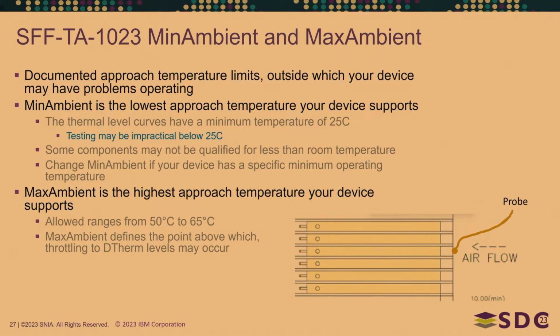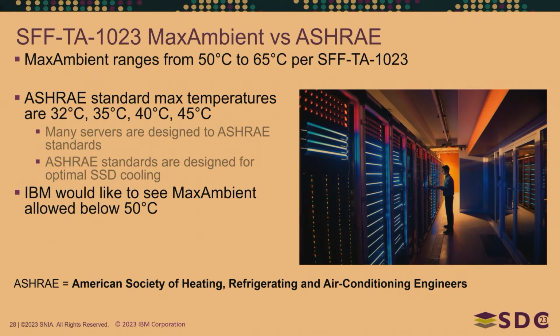And so you basically change your min ambient if there is some reason that your device can't operate at a temperature that low. Maybe there's a dew point concern. There may be reasons why you need to declare a higher min ambient. The max ambient is the highest approach temperature to your device, and it's in allowable ranges between 50 C and 65 C, and this is the point at which your throttling would occur, the point at which you invoke these D-therm levels.